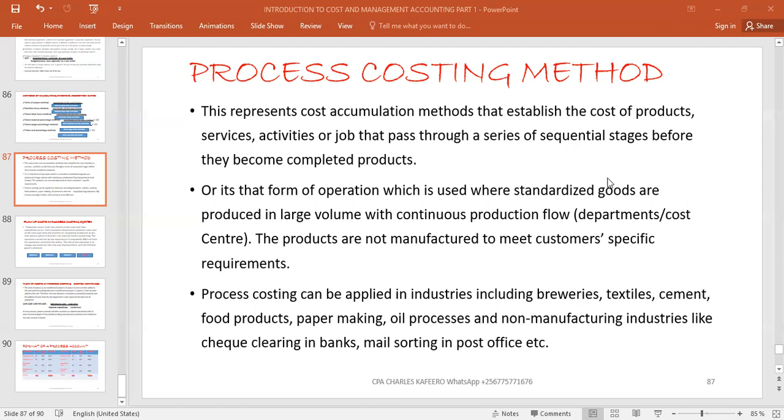Of course, most of the times you find that because of the technologies and these social media platforms, the use of post offices is at least of less use these days, but we used to have that. And having known what process costing is all about, we can try to look at the flow. How do materials flow from stage to different stages until the output or the final products are produced?